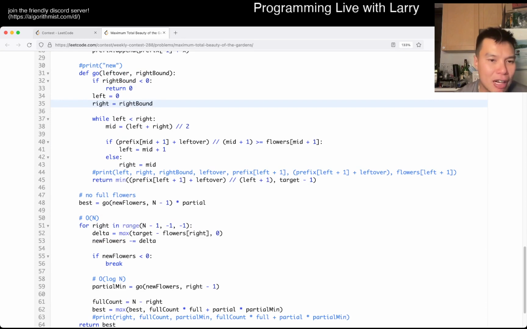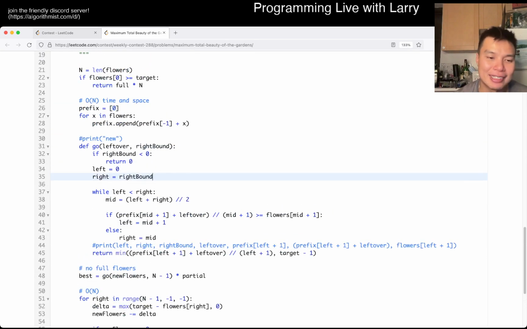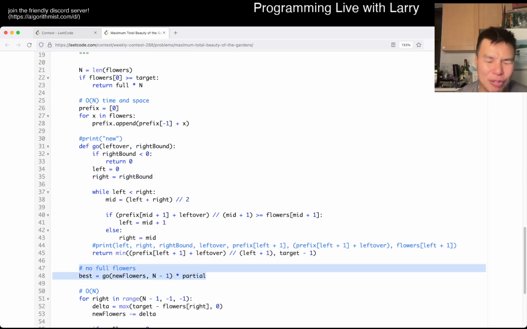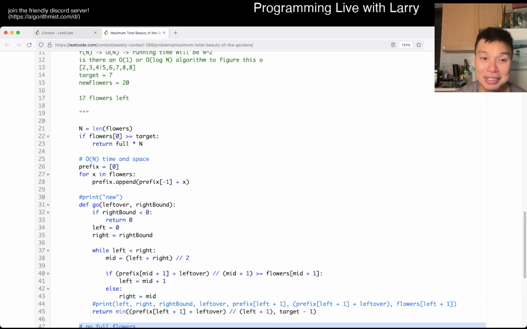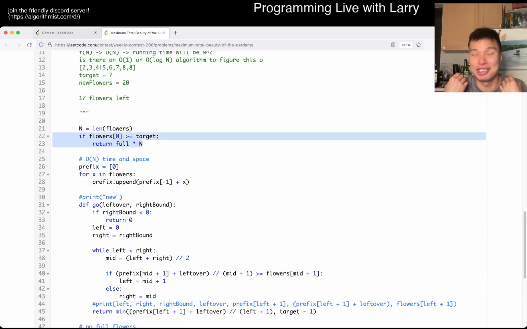Because I wasn't sure about all this stuff that we talked about, I actually missed two cases. The first case I missed was the no full flower case, where you cannot get any full, or you don't want to get anything full. And then the other one is everything is full.